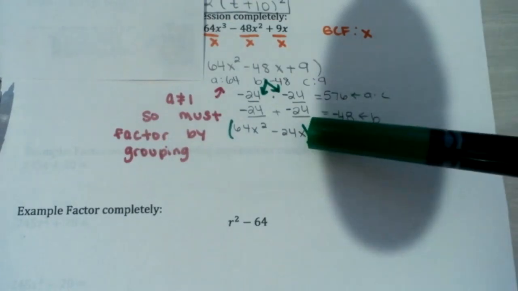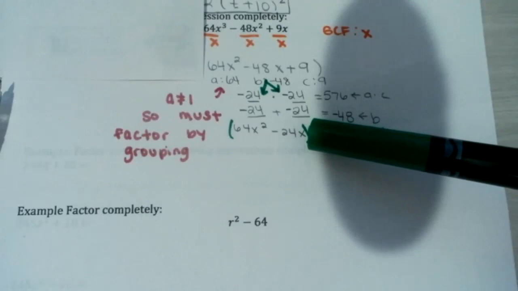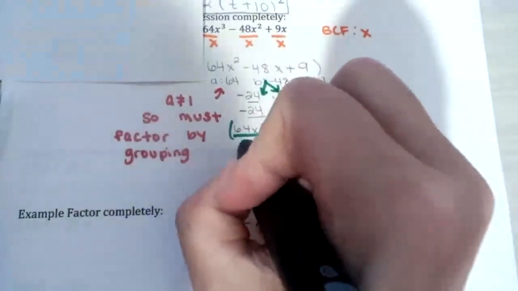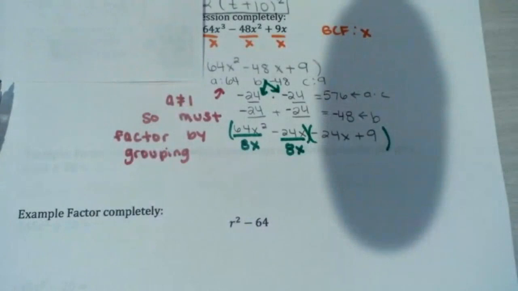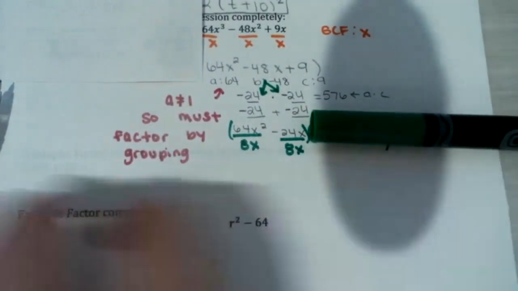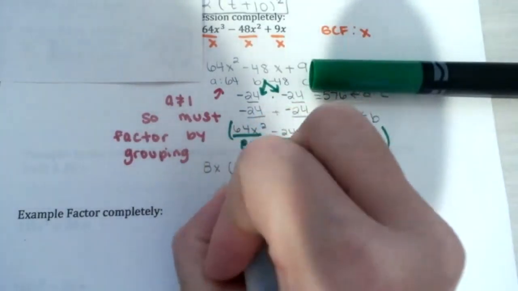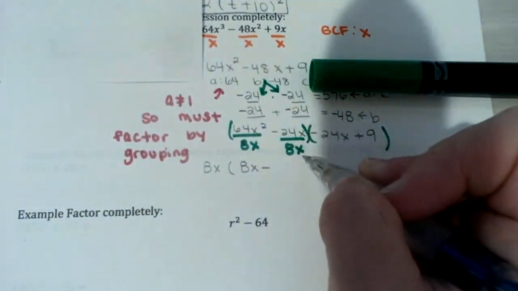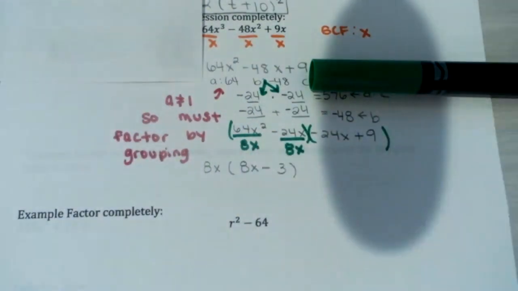So looking at our first two, 64x squared minus 24x. 8 goes into both of them, and they both have an x in common. So 8x. Factoring or dividing out that GCF of 8x, we're left over with 8x minus 24x divided by 8x, which would give us 3. So 8x minus 3.